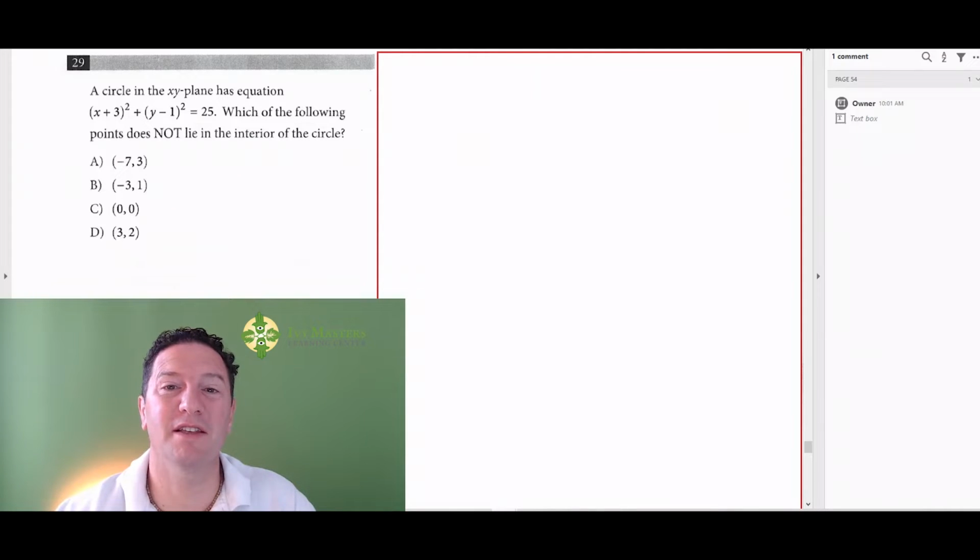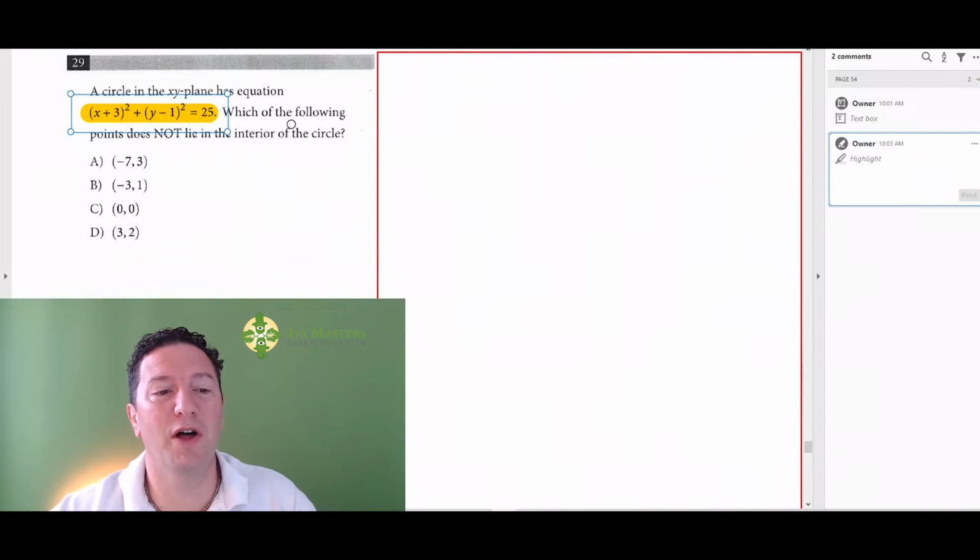And today we're going to look at Test 7, Section 4, number 29, which reads: a circle in the xy-plane has the equation (x + 3)² + (y − 1)² = 25. Which of the following points does not lie in the interior of the circle?